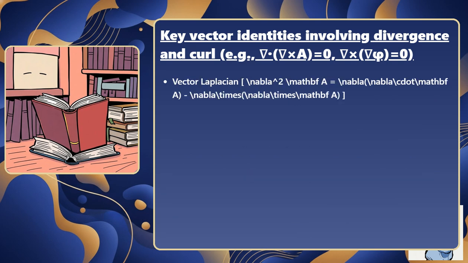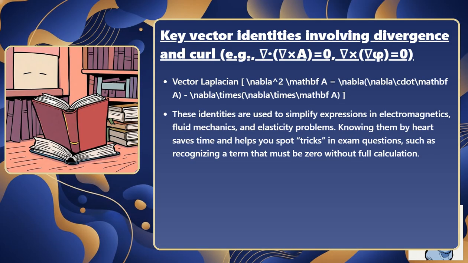Vector Laplacian. Nabla squared bold A equals nabla of nabla dot bold A minus nabla cross (nabla cross bold A). These identities are used to simplify expressions in electromagnetics, fluid mechanics, and elasticity problems. Knowing them by heart saves time and helps you spot tricks in exam questions, such as recognizing a term that must be zero without full calculation.